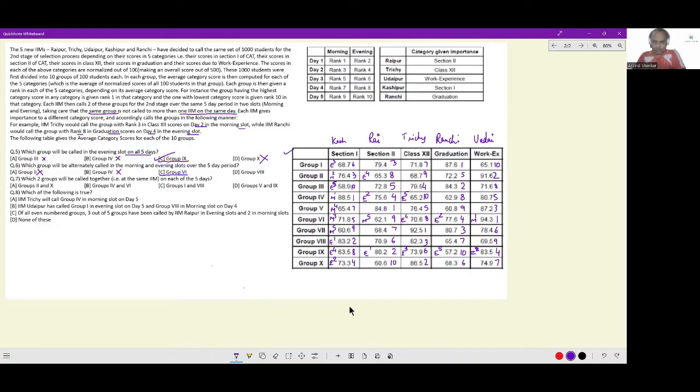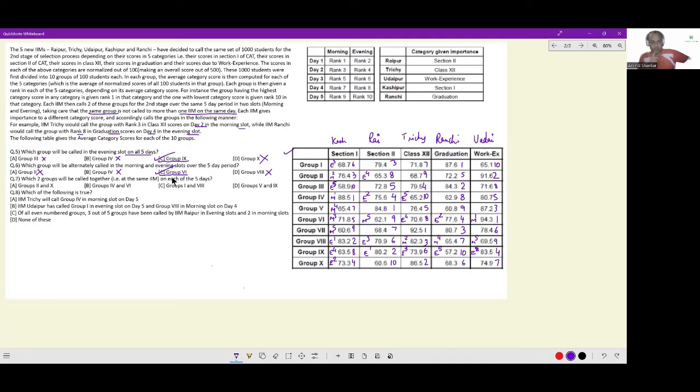Group 8, 1 evening, 3 evening, 2 morning, 4 morning, 5 morning. Group 8, on the last check it is failing. See, day 1 is evening, day 3 is evening, so day 5 should also be evening. The fact that day 5 is morning is a problem. So group 8 is also gone. What remains is C. This should be the answer.